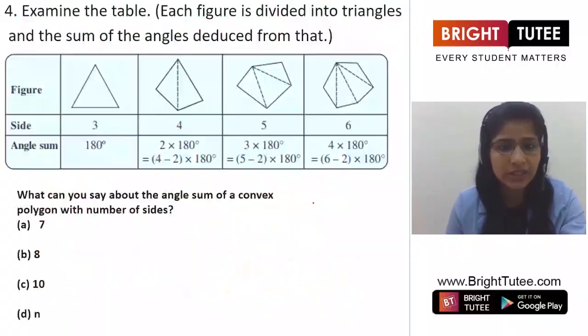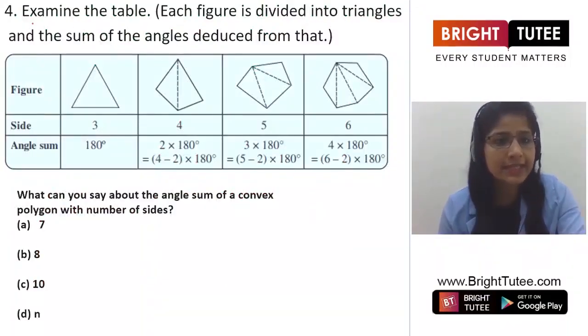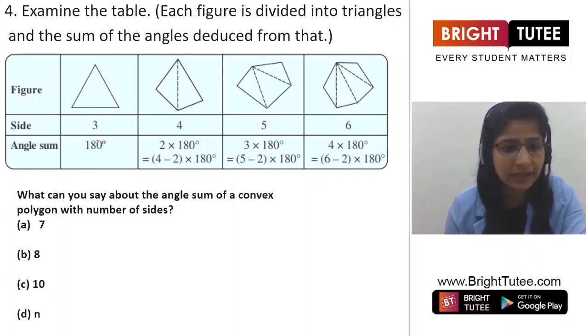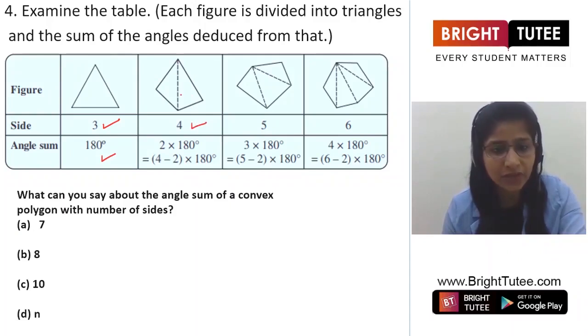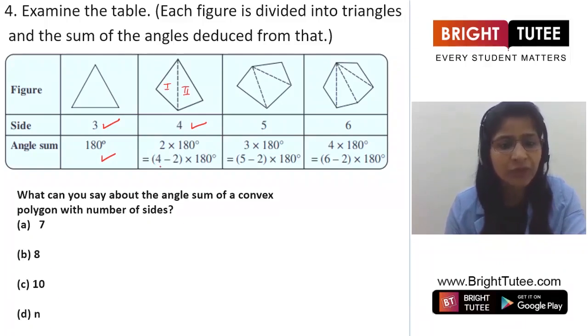Let us go to the next question now. The question says, examine the table. Each figure is divided into triangles and the sum of angles deduced from that. As you can see from the figure, you can draw a conclusion. Just see, the first figure is a triangle. Here the sides are written as 3 and the angle sum is 180 degrees. The second one is a quadrilateral having 4 sides and it is divided into two triangles, first and second, and it is like 2 multiplied with 180 degrees. 2 can also be written as 4 minus 2, where 4 is the number of sides.